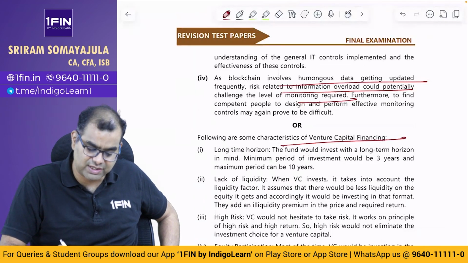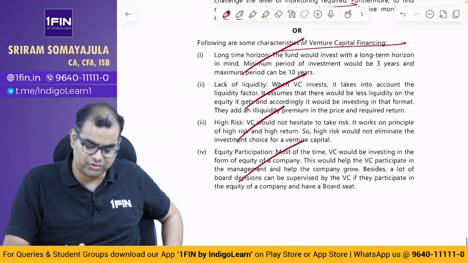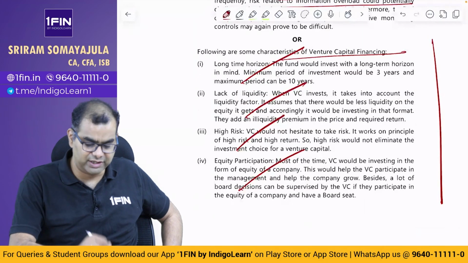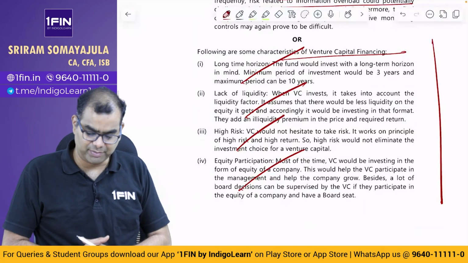What are the characteristics of venture capital financing? Long-term horizon, lack of liquidity, high risk, equity participation. If you write 4, it is sufficient. In their answers itself, they are giving 4, which is more than sufficient. If you write any of the 4, there are others also, right? So long-term horizon, lack of liquidity, high risk, and equity participation are the characteristics.